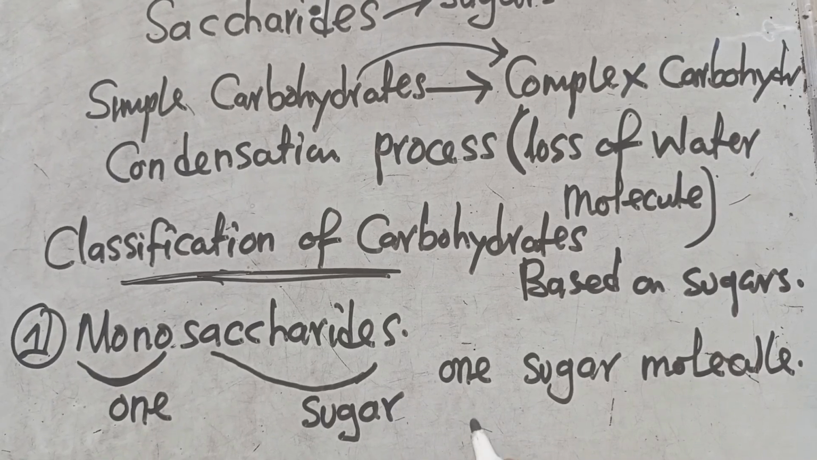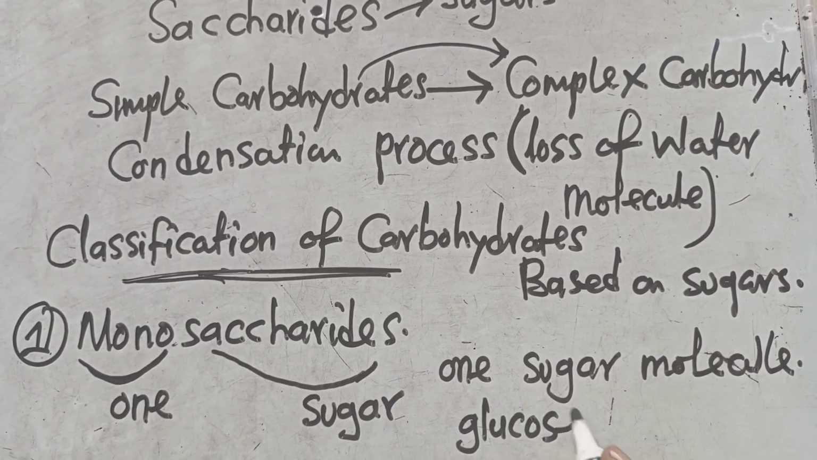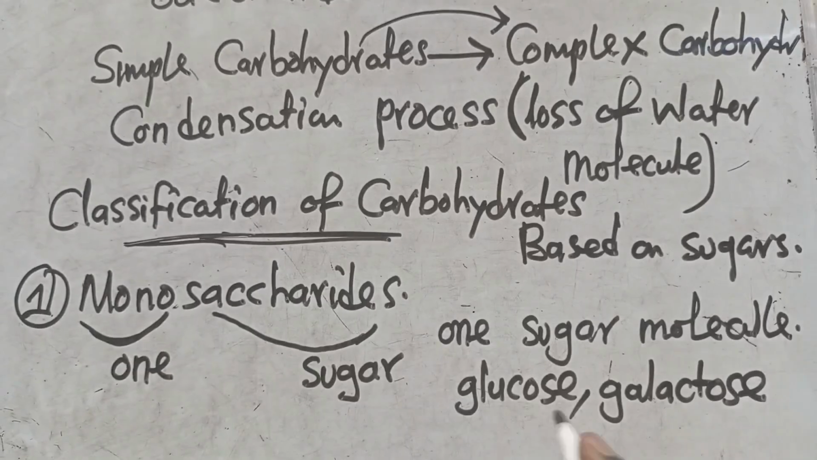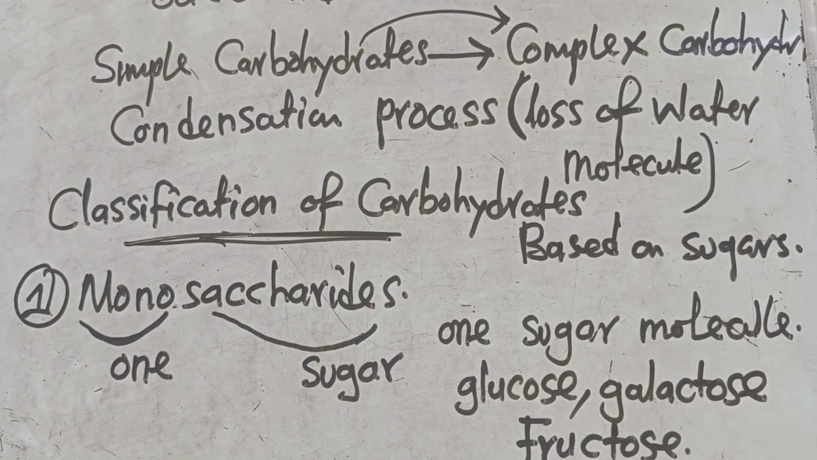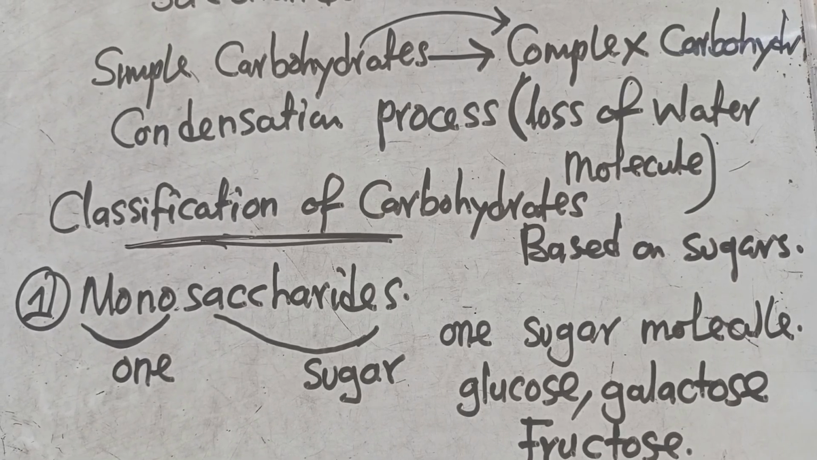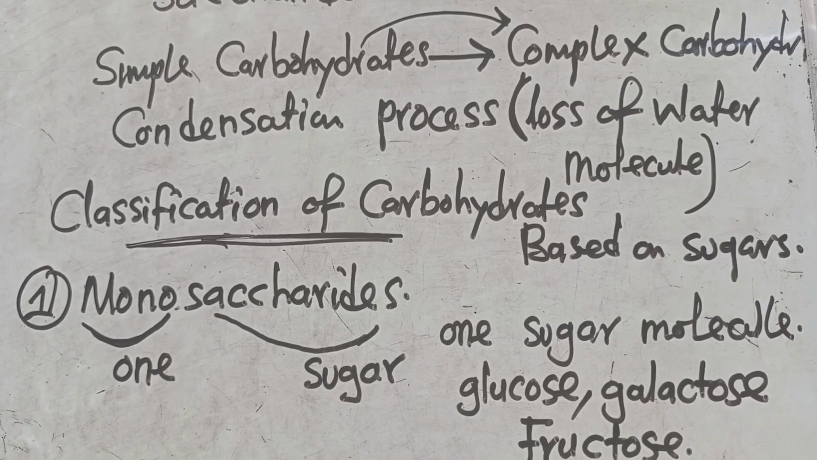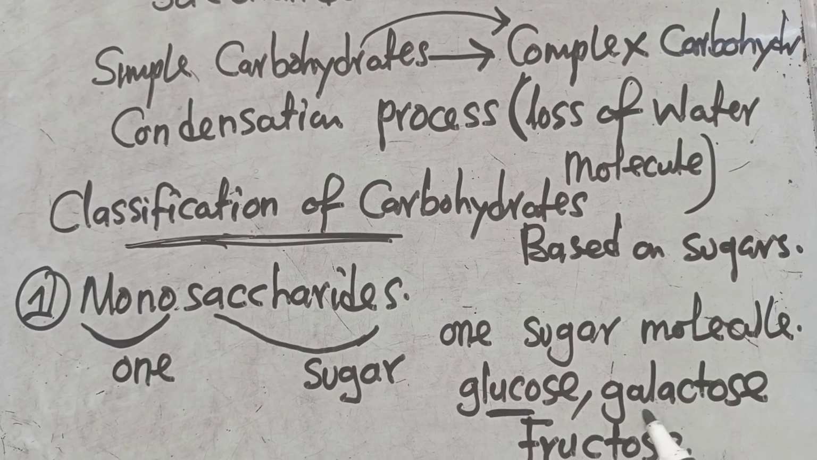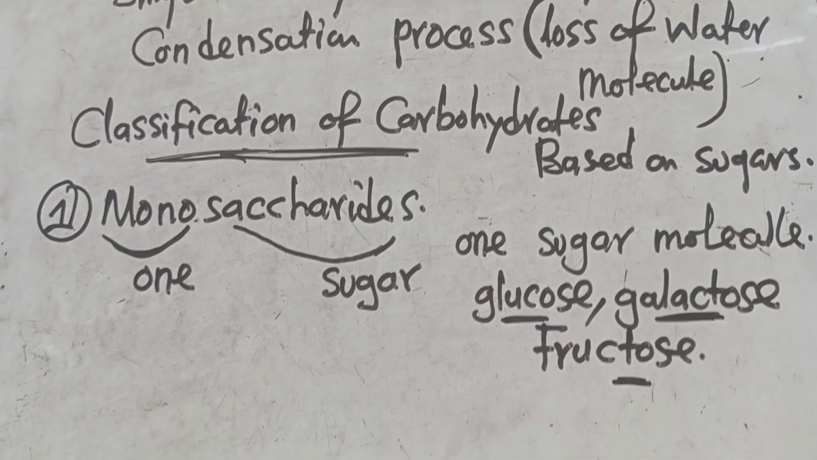Examples of these monosaccharides: glucose is an example, galactose is an example, and the last one is fructose. When I tell you, give me 2 examples of monosaccharides, you know that a monosaccharide is a carbohydrate that contains one sugar molecule. Examples are glucose, galactose, fructose.